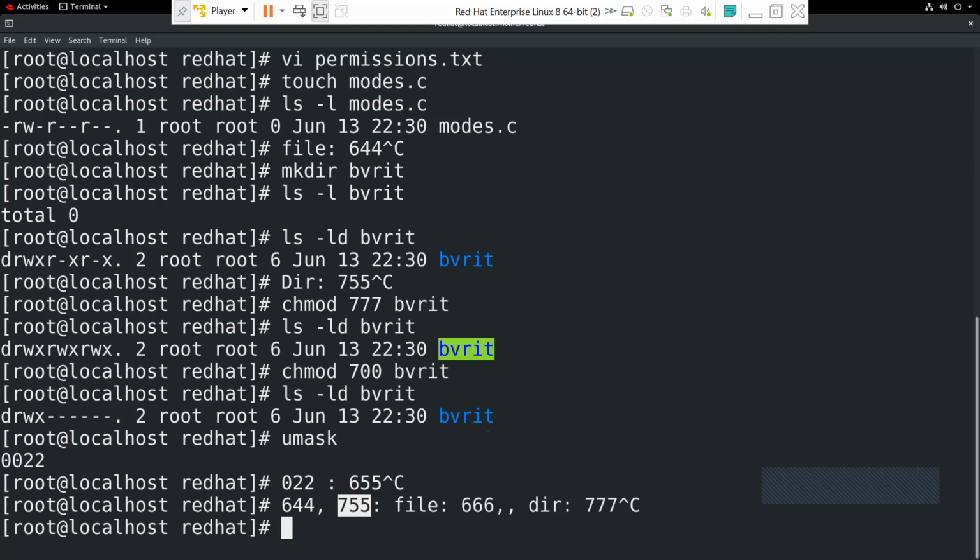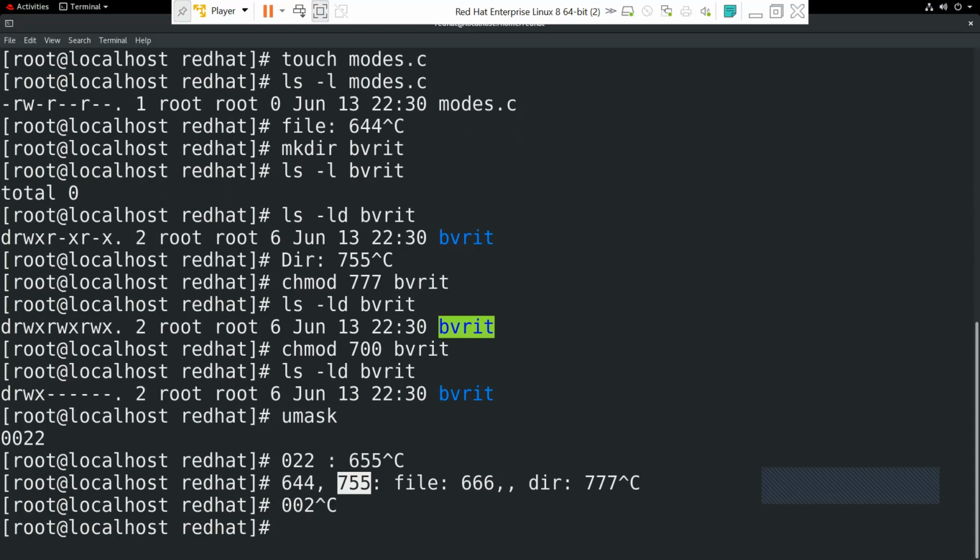Now I will ask you a question. Jishnu, are you listening? Yes, sir. If the umask value is 002, what are the default permissions of file? No idea, sir.